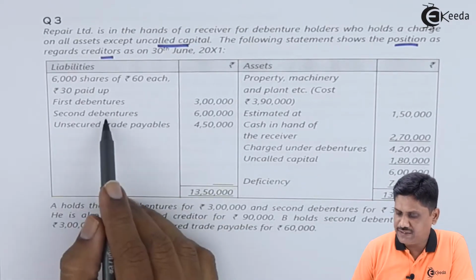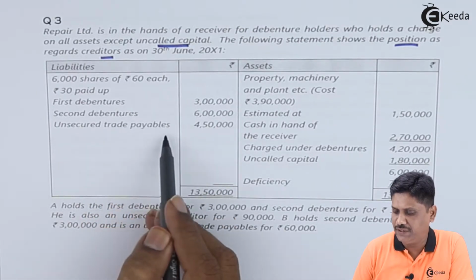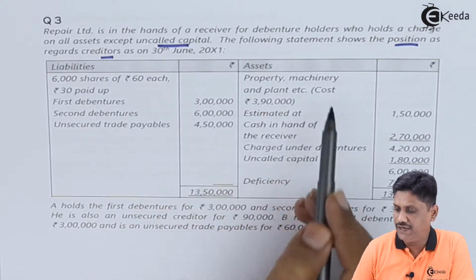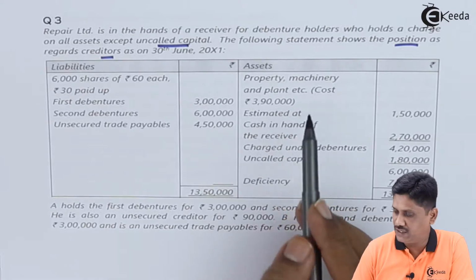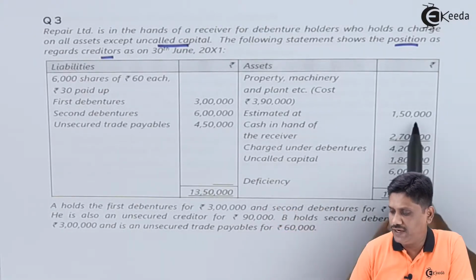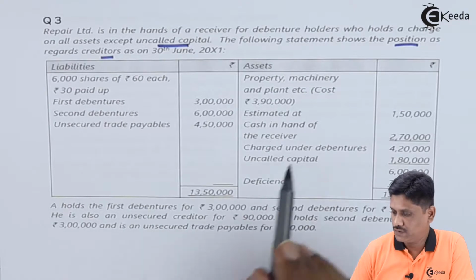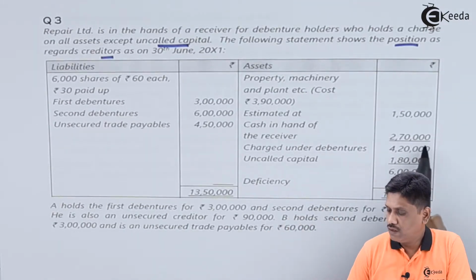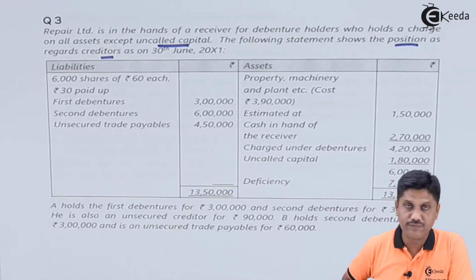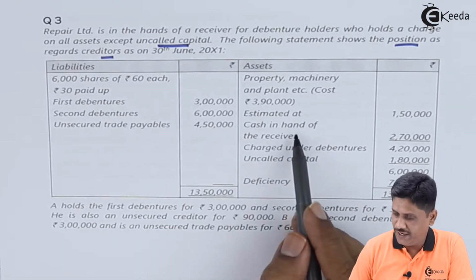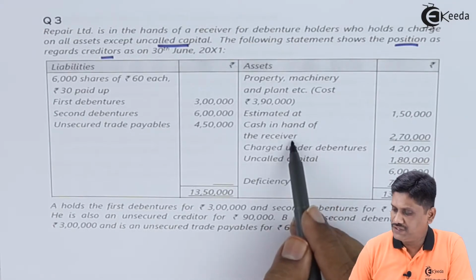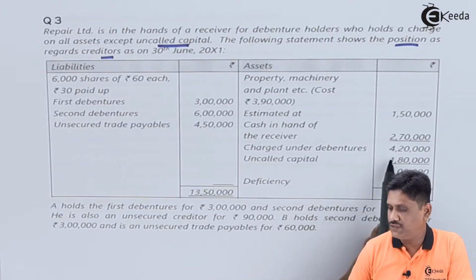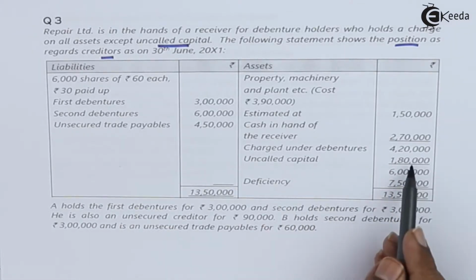First debenture 3 lakhs, second debenture 6 lakhs, unsecured trade payables are 4,50,000. Property, machinery and plant etc. having a cost of 3,90,000 estimated at 1,50,000. Cash in hand of receiver 2,70,000. Charged under debenture holders, uncalled capital is 1,80,000.